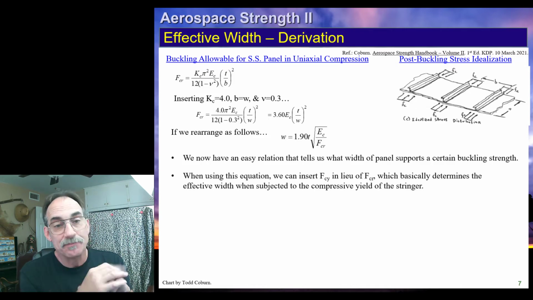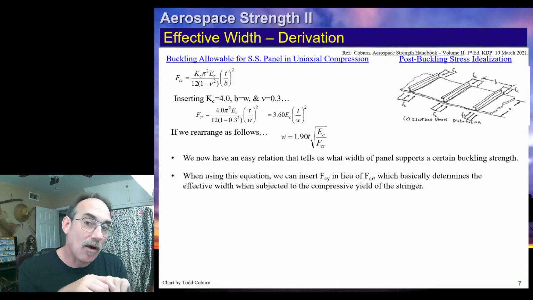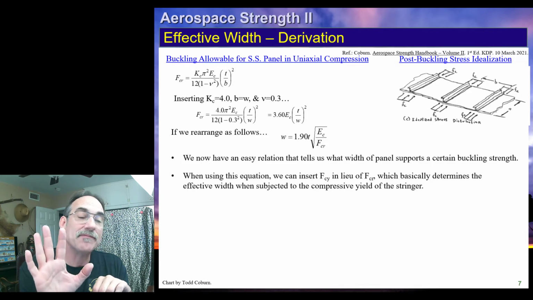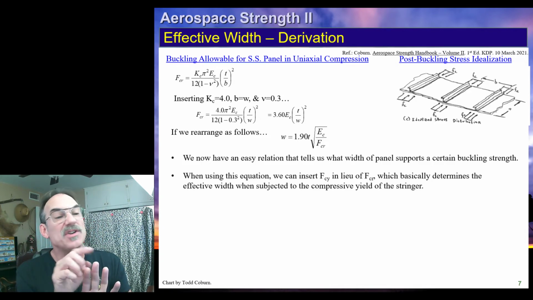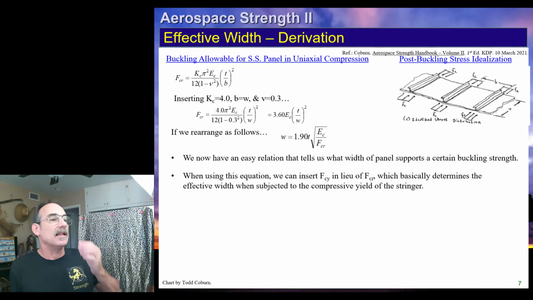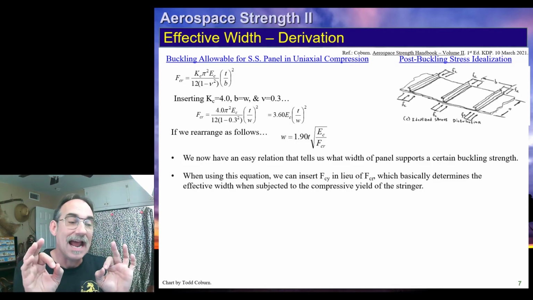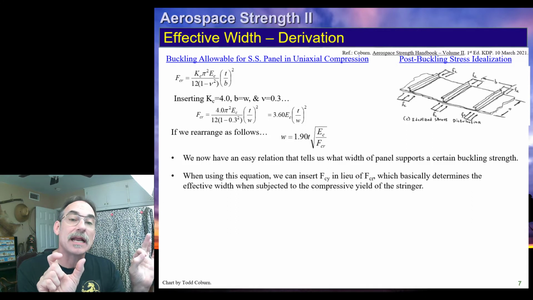We end up with this relation: W effective equals 1.9 times T times the square root of the compressive modulus divided by whatever the allowable of that stringer is. We've still got it shown as F critical, okay? This allows us to know how much effective width W of the skin acts with the stringer and supports the same buckling allowable.